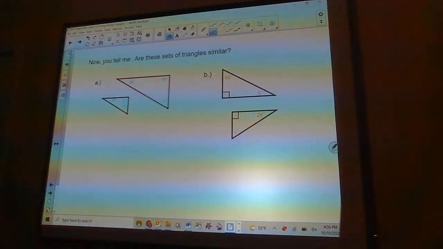Okay, are these triangles similar? So go ahead and pause the video and try it again. Jump back on when you're done.